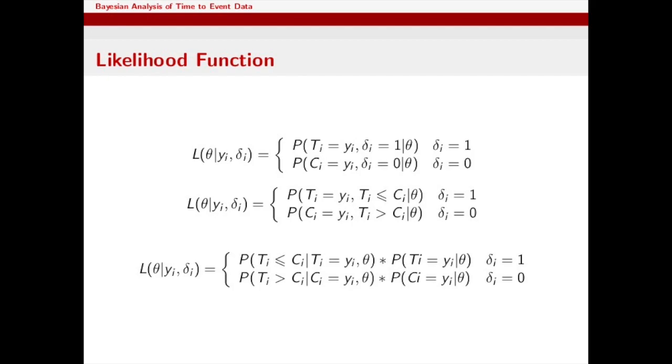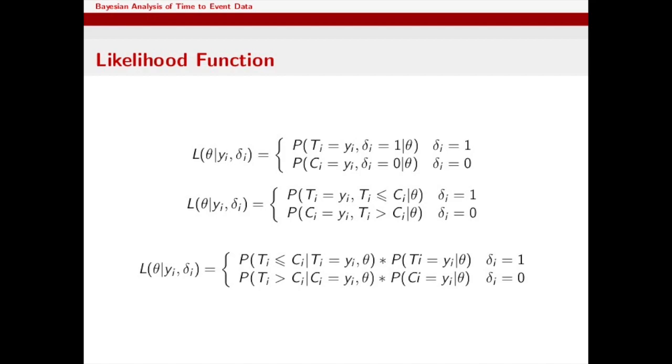Now we can write out the likelihood function for the ith individual as being equal to the probability of t_i equal y_i and delta_i equal 1 given theta when delta_i equals 1, and it is equal to the probability of c_i equal y_i and delta_i equal 0 given theta when delta_i equals 0. Delta_i equal 1 means it is an uncensored observation, so we can write it as t_i less than or equal to c_i. For censored data, delta_i equals 0, we know it means t_i is greater than c_i.